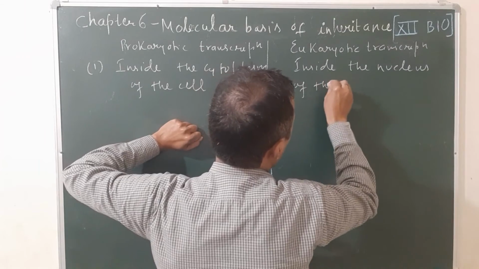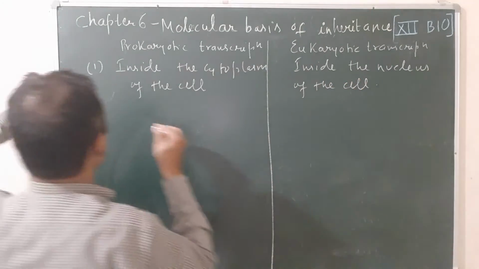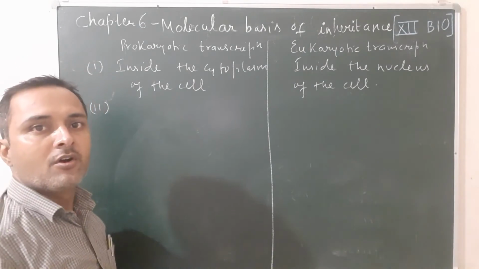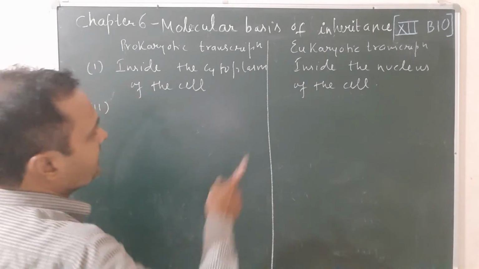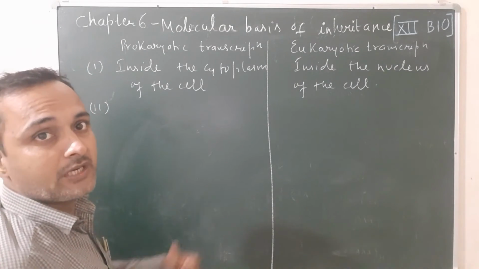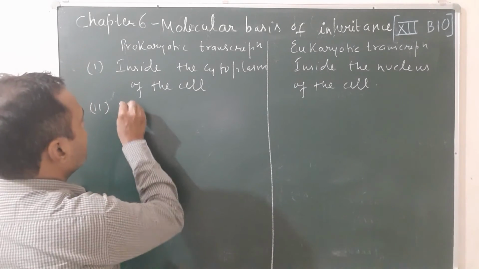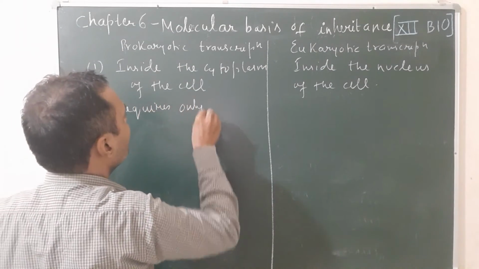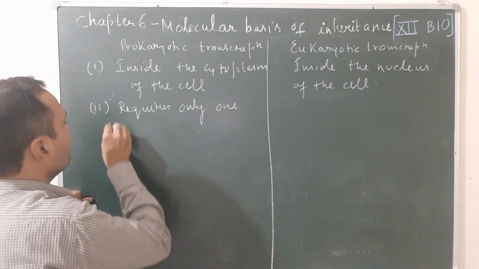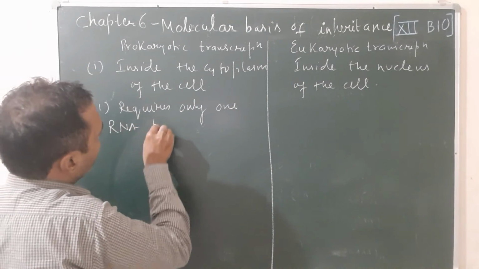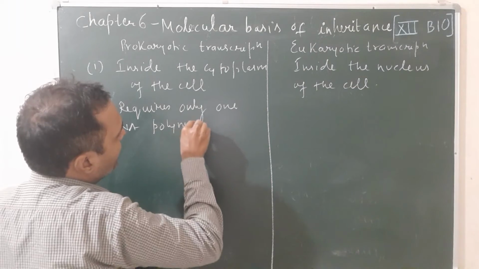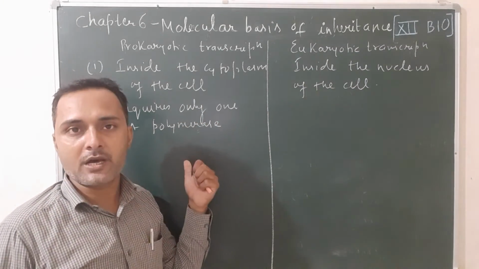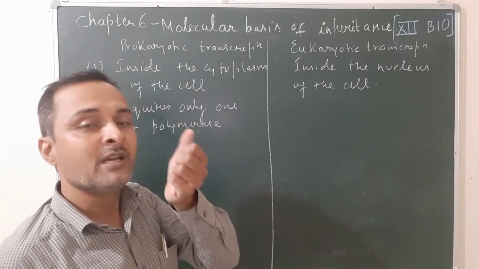The second difference: in prokaryotic transcription, it requires only one RNA polymerase, but eukaryotic transcription requires 3 RNA polymerases having different functions. Prokaryotes require only one RNA polymerase that synthesizes all kinds of RNA, either mRNA, tRNA, or rRNA.